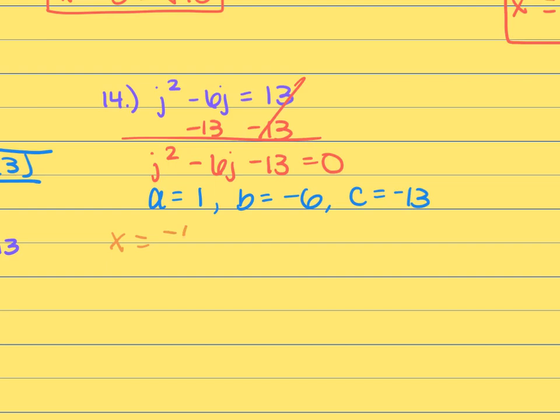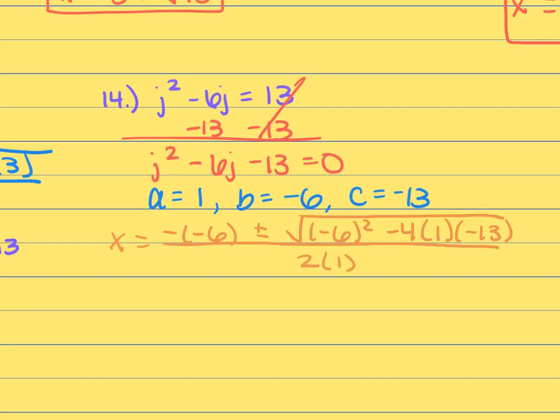So we have negative times a negative 6 plus or minus the square root of negative 6 squared minus 4 times 1 times negative 13 all over 2 times 1. So this is going to simplify to be x is equal to 6 plus or minus the square root of 36. The negative 4 times 1 is negative 4. Negative 4 times negative 13. 4 times 3 is 12. Carry the 1 plus 1 is 52 all over 2.